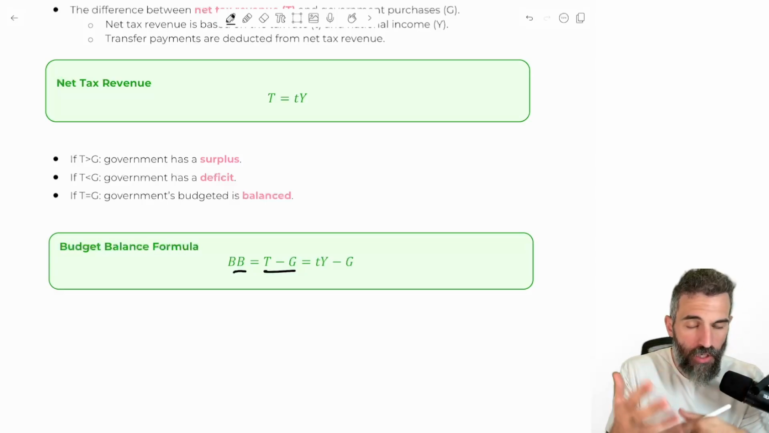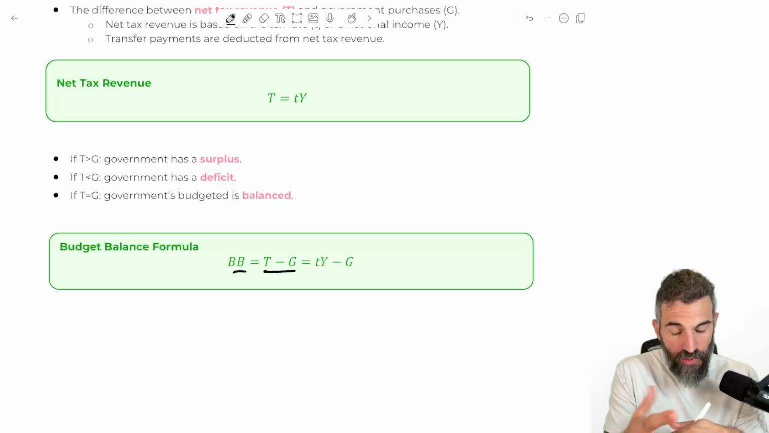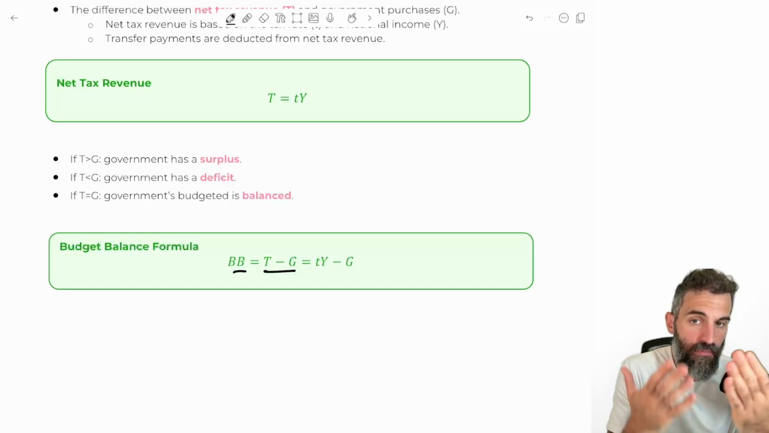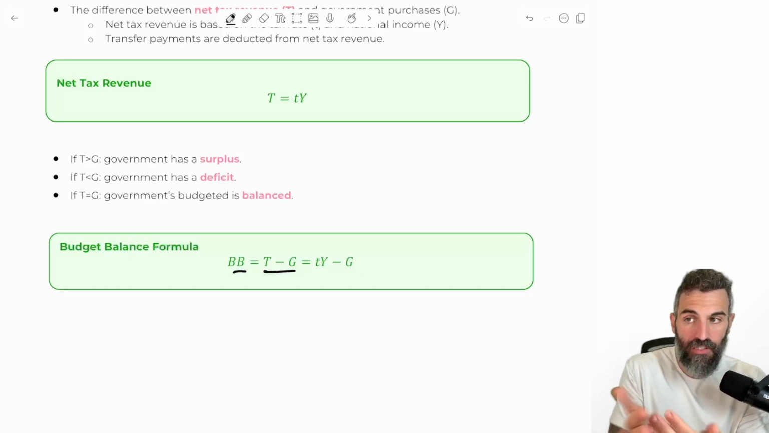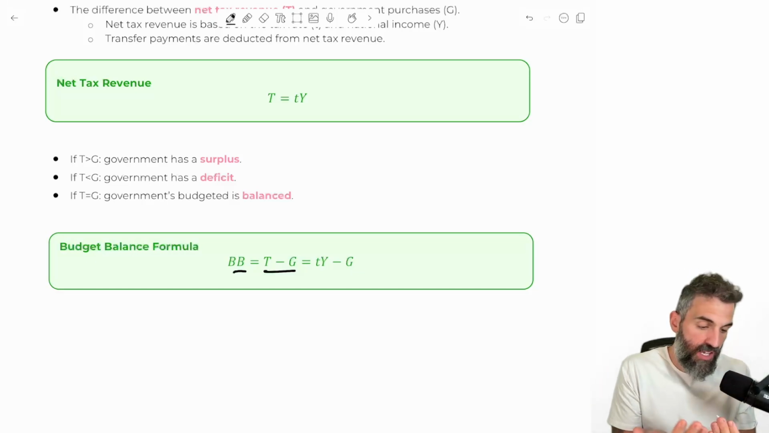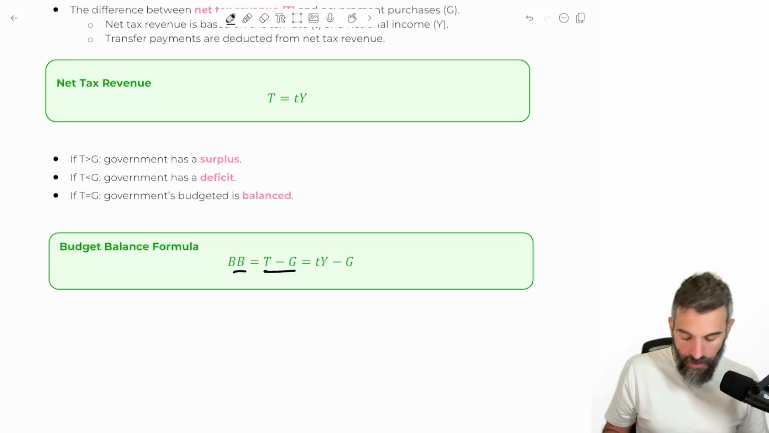We're going to have a chapter where we talk about what happens when there's a surplus, what happens when there's a deficit. For now, just understand that is how it's determined. It's just a comparison of how much money I'm bringing in as a government versus how much money I'm spending.